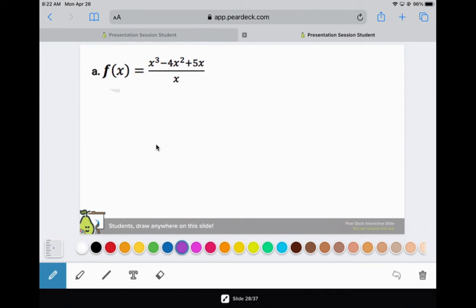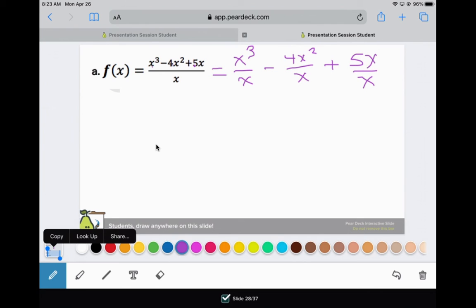All right, this is most likely the one that you will run into. This is the one that I will test you on. So let's look at this one, okay? This is division. So what I would do is split it up into 1, 2, 3 terms: x to the third over x, minus 4x squared over x, plus 5x over x. Then we're going to simplify. So I'm going to ask you to share in the chat what my first term would be if I simplify this one. It's like a power of 1, 1, 1. So what do I get for the first one if I simplify that?